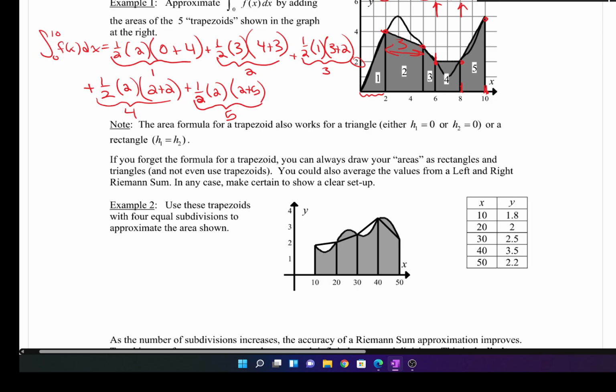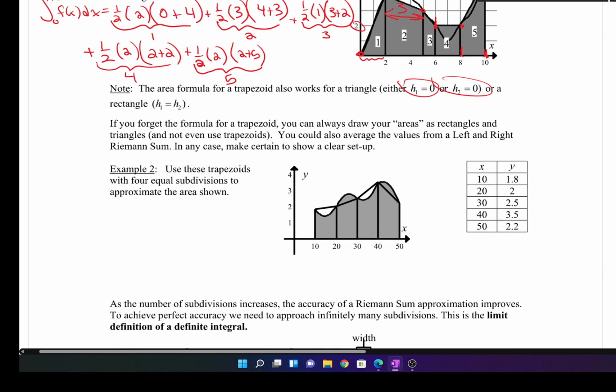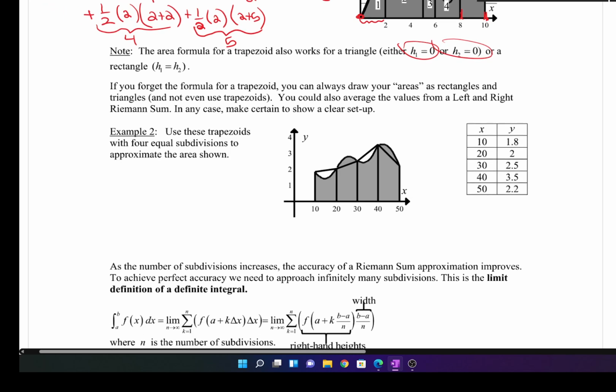Note, the area formula for trapezoid also works for triangle where the heights were 0, and we just mentioned that right here, that height was 0, so that's cool. If you forget the formula for a trapezoid, you can always draw your areas as rectangles and triangles and not even use trapezoids. You could also average the values from a left and right hand Riemann sum. In any case, make sure that you show a clear setup.